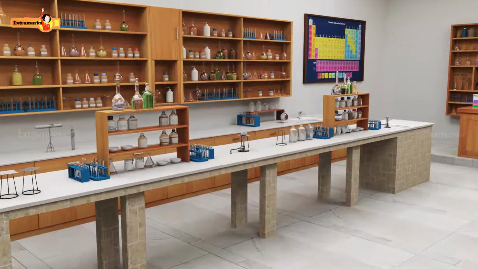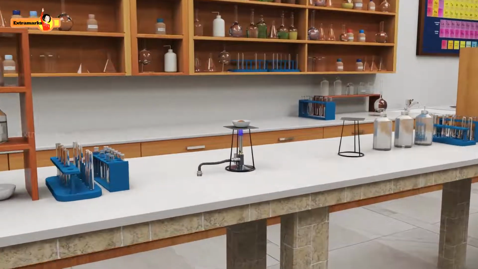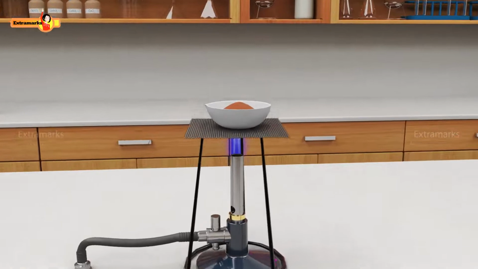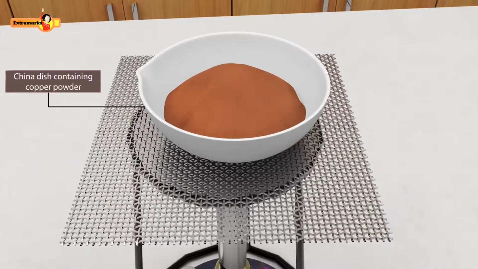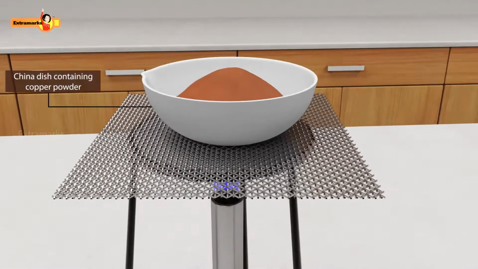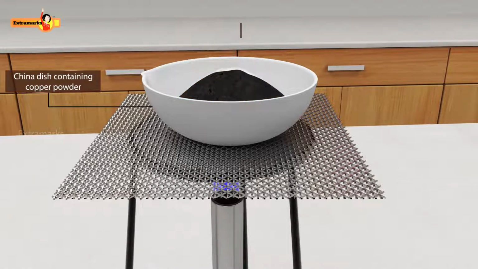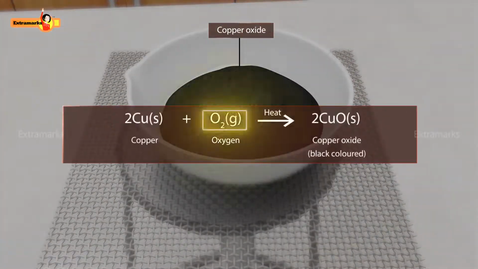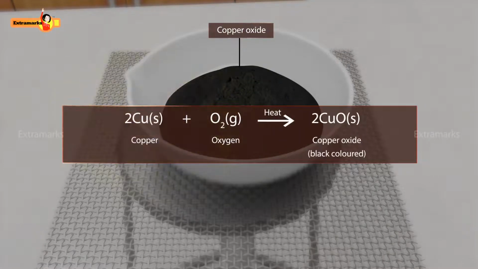Now we will carry out oxidation reaction in the laboratory. For this, we will take 1 gram copper powder in china dish and heat it. After some time, you will notice that copper powder is coated with black copper(II) oxide. It happens so because oxygen reacts and adds to copper, and copper oxide is formed. It means an oxidation reaction has taken place.